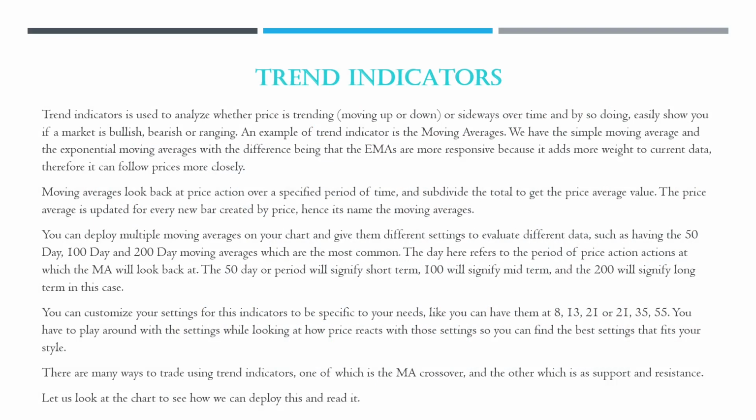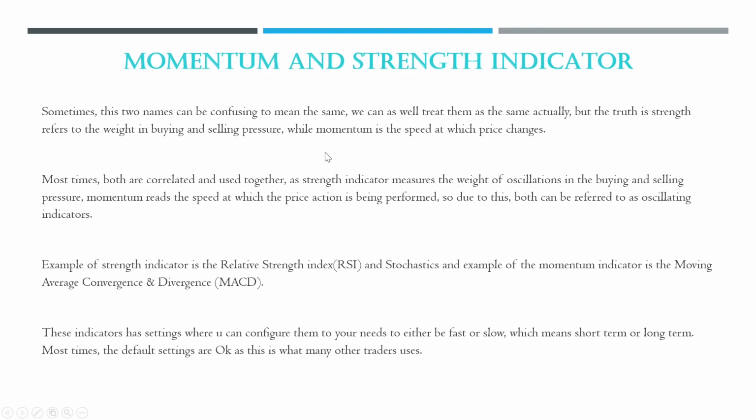So let's continue from where we stopped the last time, and the next slide is momentum and strength indicators. Sometimes these two names can be confused to mean the same, right? When we say momentum and then we say strength, we can as well treat them as the same actually, but the truth is strength refers to the weight in buying and selling pressure, while momentum is the speed at which price changes.